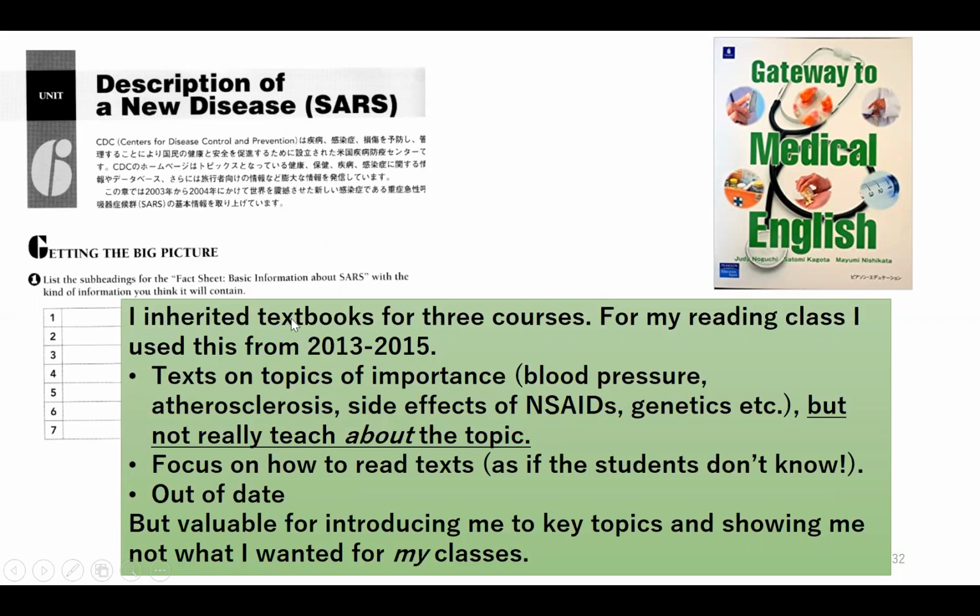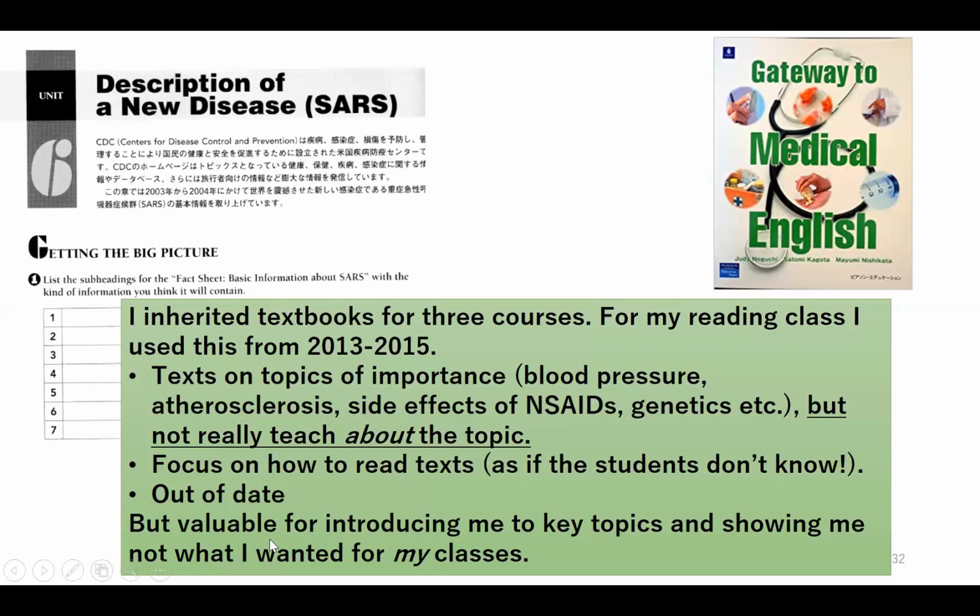Also, it's out of date. And this is a description of a new disease, SARS, in 2002 and 3. I'm really grateful because I have done lessons about SARS and infectious diseases since 2013. I always teach students about SARS and MERS, also Ebola. But I had a lesson at the end of December, just before SARS-CoV-2, and students were amazed at how relevant my lesson was. They all knew about coronavirus, so I'm grateful for this book for introducing me to topics.